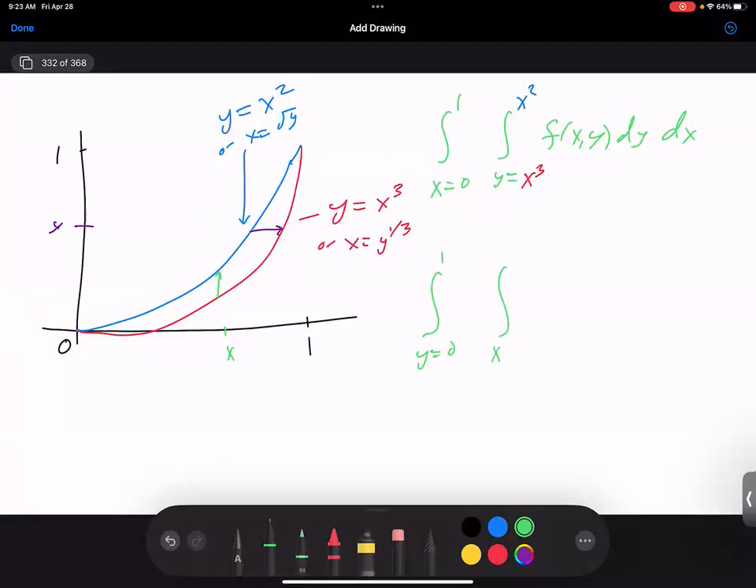And now for x, what's the smallest x can be? Square root of y. And what's the, oh, sorry, so we've switched which color? Okay. And what's the largest x can be? Cube root of y.